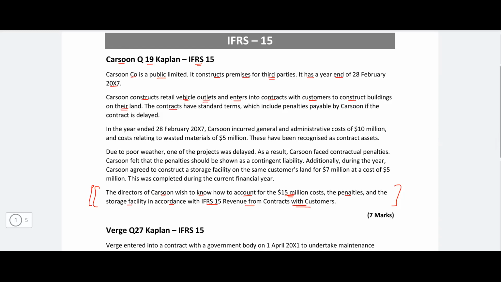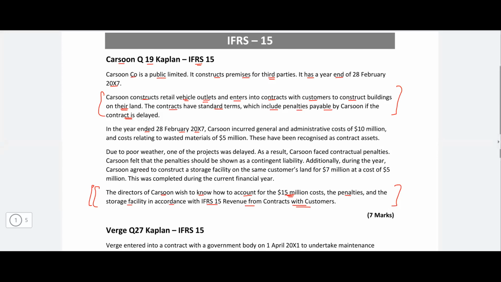The contracts have standard terms. That means it's a standard drafted contract, which includes penalties payable by Carsoon if the contract is delayed. Do remember that we have discussed this within the standard. So for example, if the construction is not completed on time, Carsoon has to pay the company for which they are doing the construction.